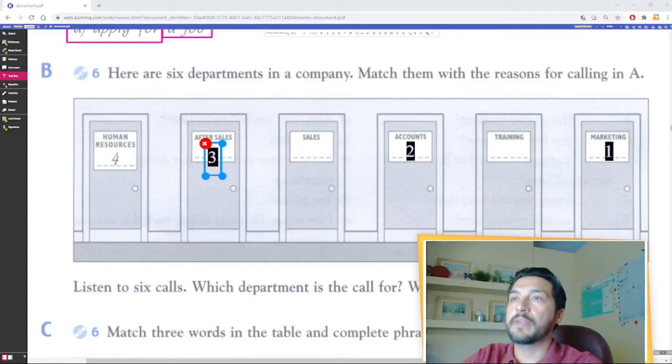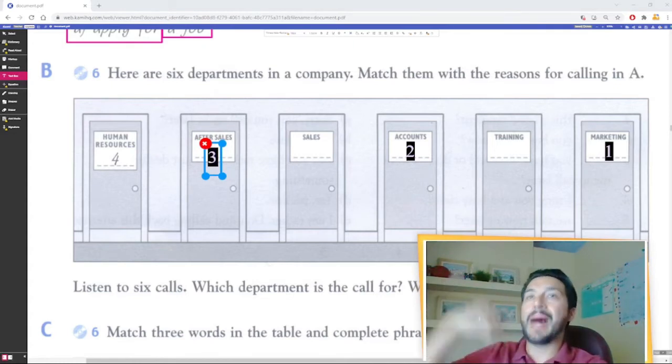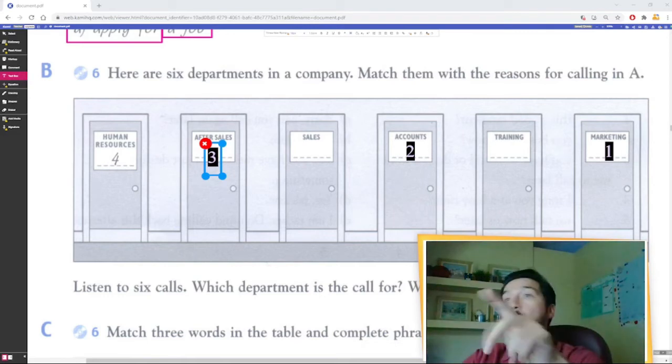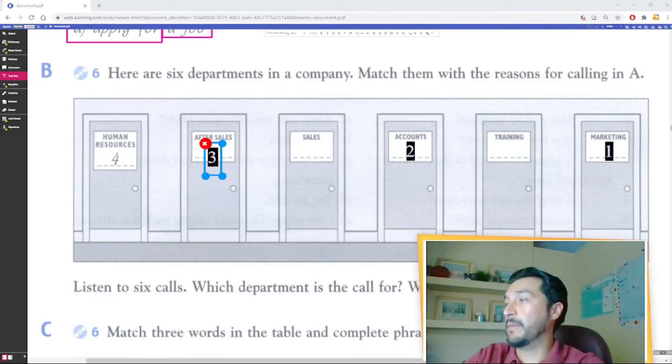They bought CDs, so that's after sales department. Let's listen to call number 4, which is human resources department.